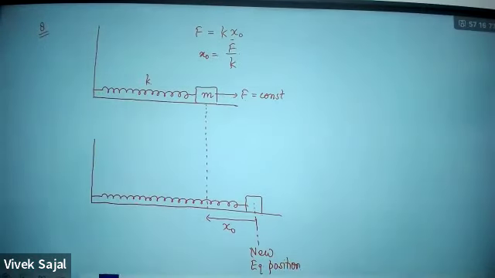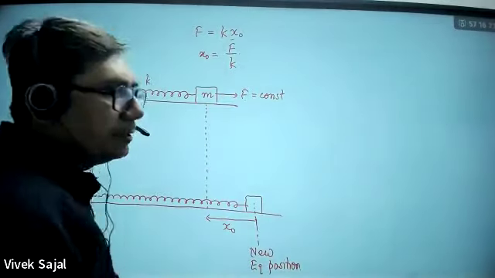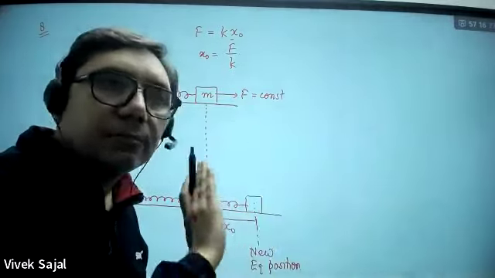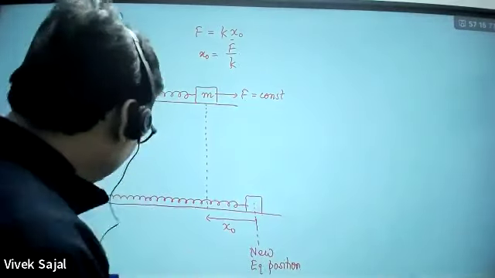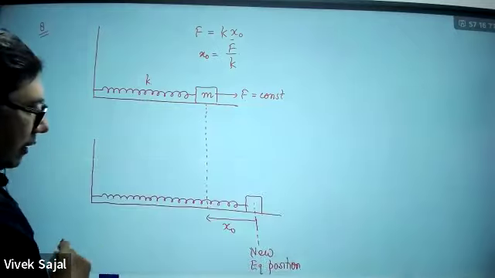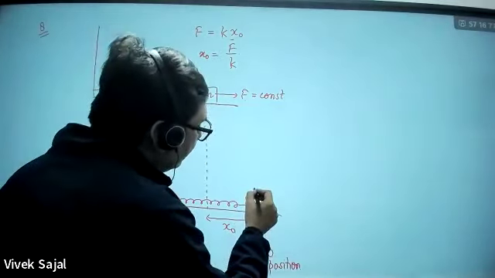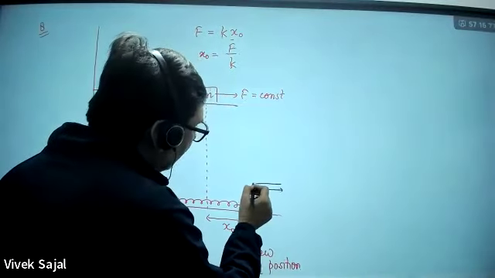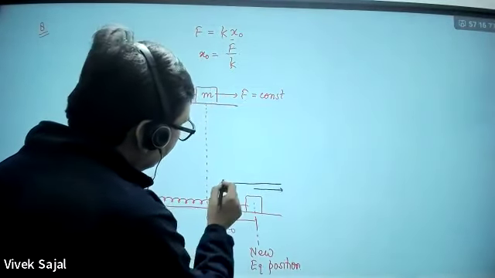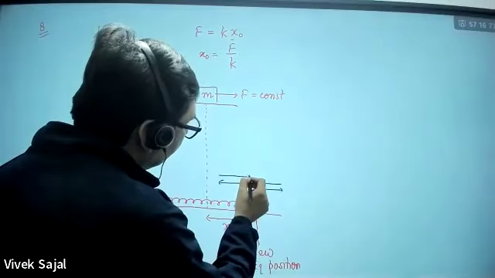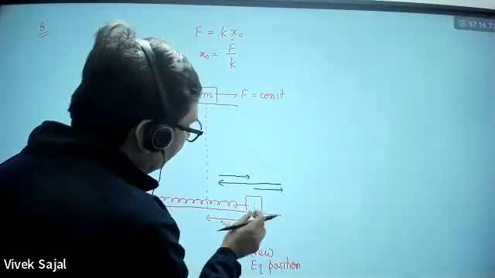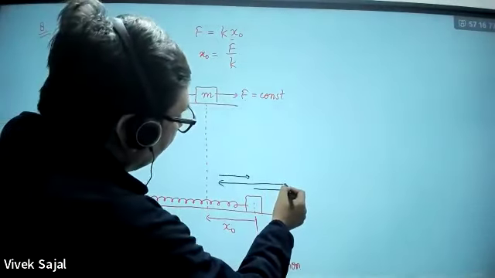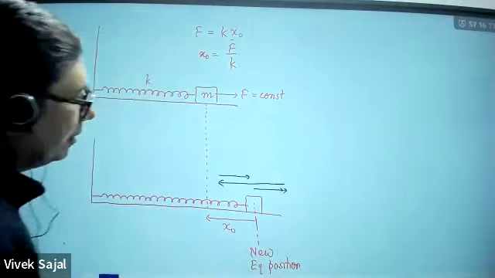New equilibrium position. Now what will happen? Now it will be in equilibrium. If this force is acting continuously, you are not going to change it. But if you displace this block from this equilibrium position, then it will undergo this type of oscillatory motion about this new equilibrium position. If you displace it by a small distance, it will undergo this type of oscillation around it.